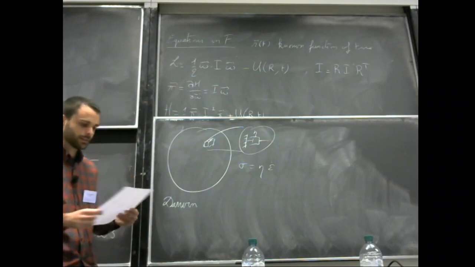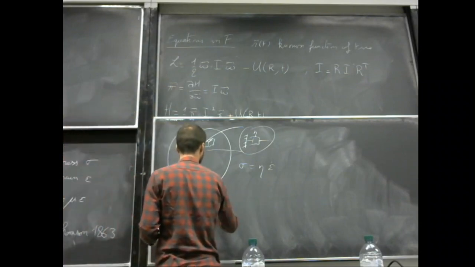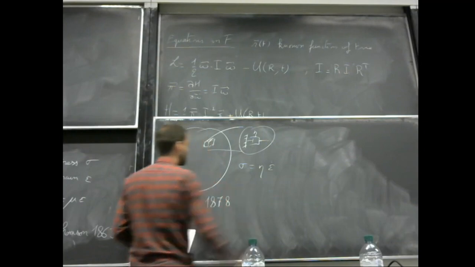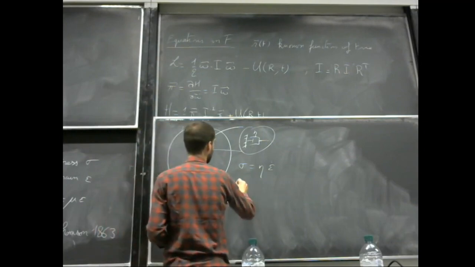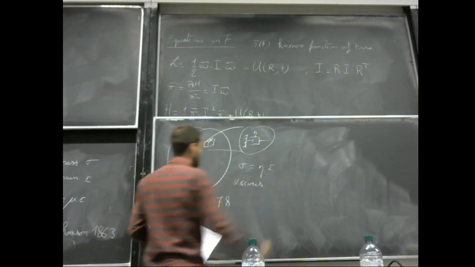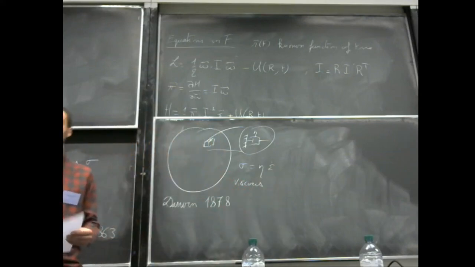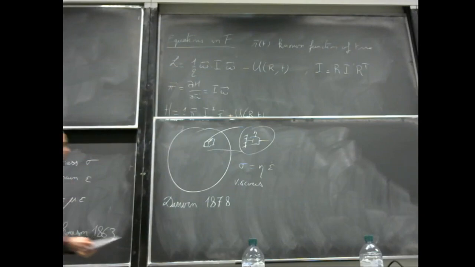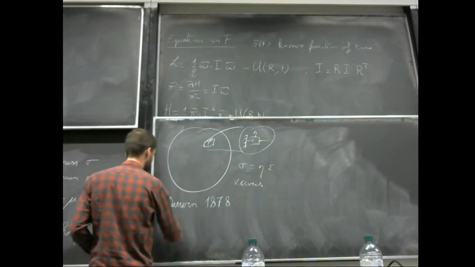So Darwin in 1878 looked at the viscous case. But since the formalism was exactly the same as the elastic case, he also has the viscoelastic Maxwell.